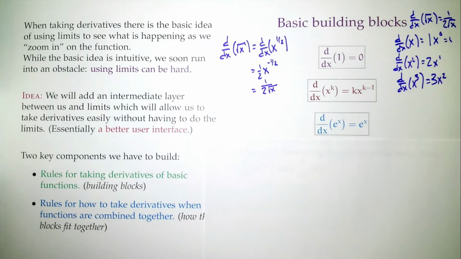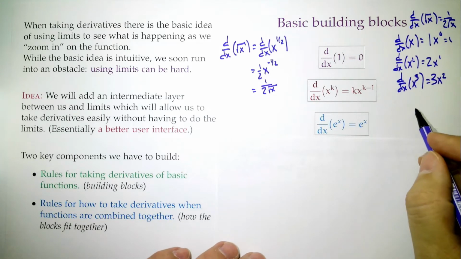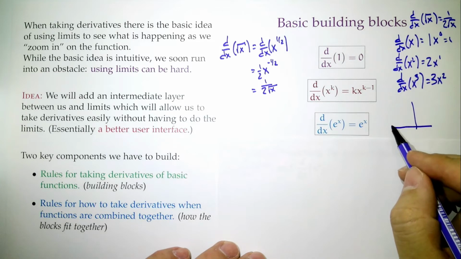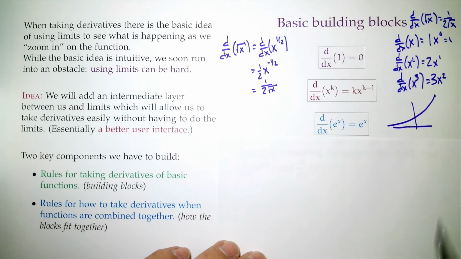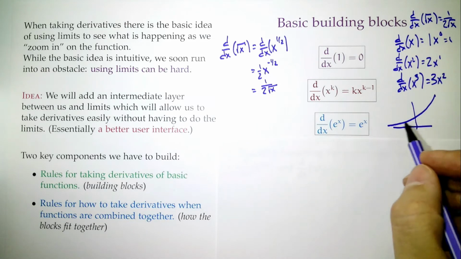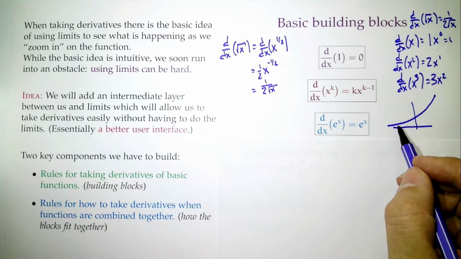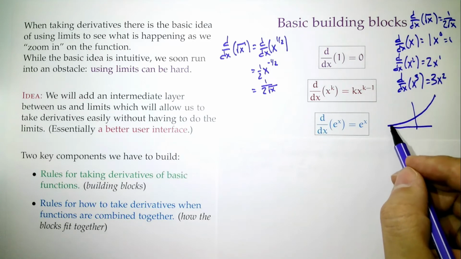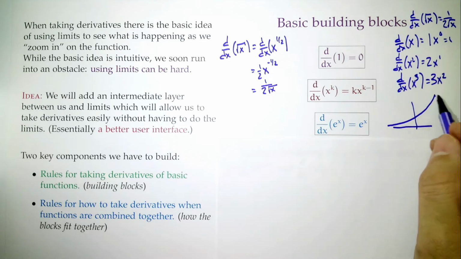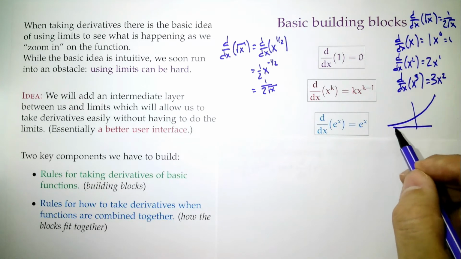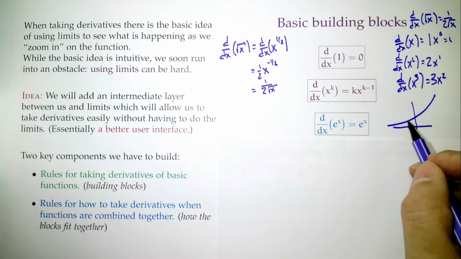So e to the x is this really magical function, which says that if I look at the change, it's equal to the function itself. If you think about the graph of e to the x, it kind of makes sense, because the graph of e to the x looks roughly like that. And if I'm over here, what's true about the change? It's fairly small. But as I move over here, what's true about the change? It's getting larger. So it's going from a small change to a larger change as I move along.